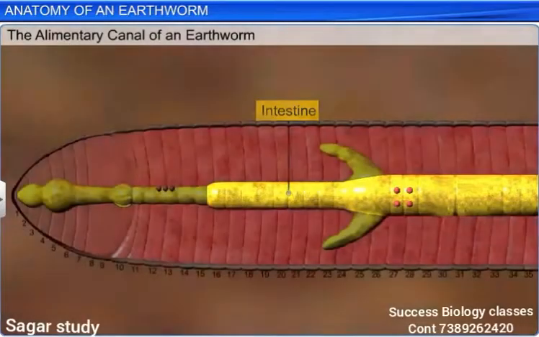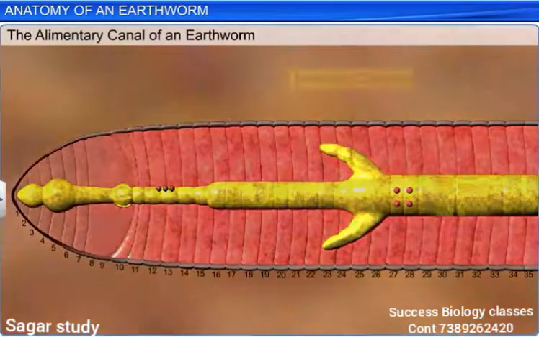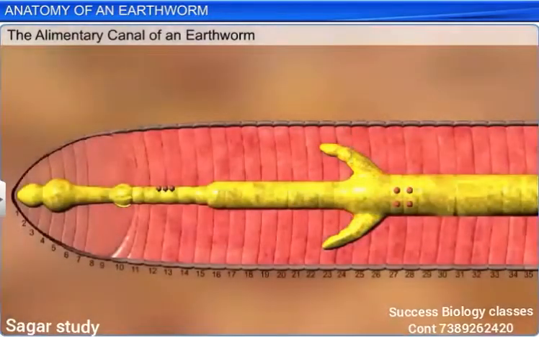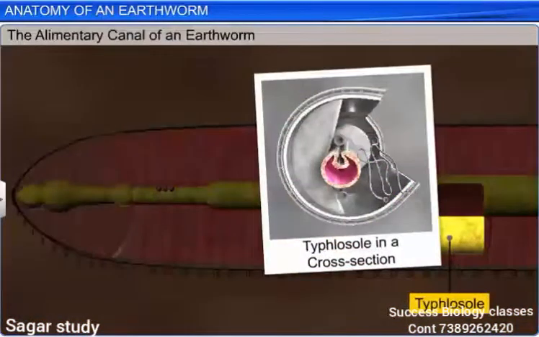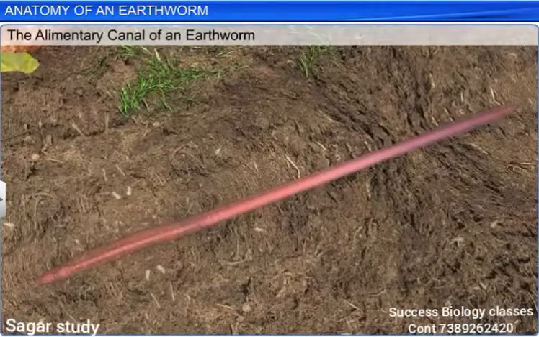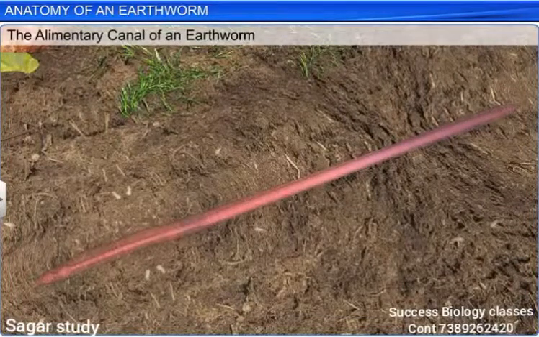A pair of short, conical projections of intestinal ceca is present on the 26th segment. The intestine shows internal folds called typhlosole between the 26th and the 35th segments, which also increases the surface area for better absorption of digested nutrients. Finally, in the last segment, the alimentary canal opens to the exterior through a small aperture called the anus.